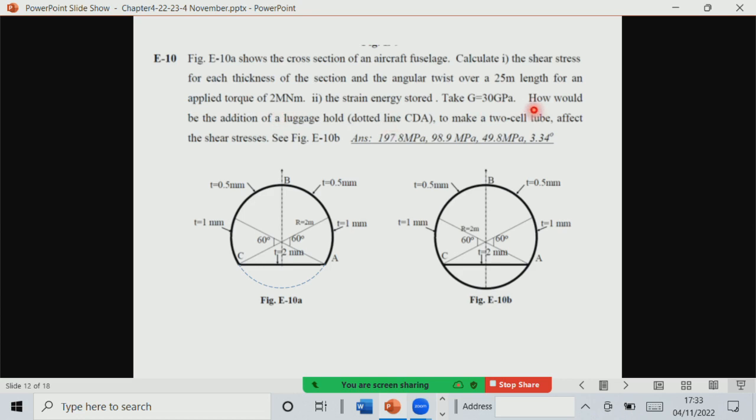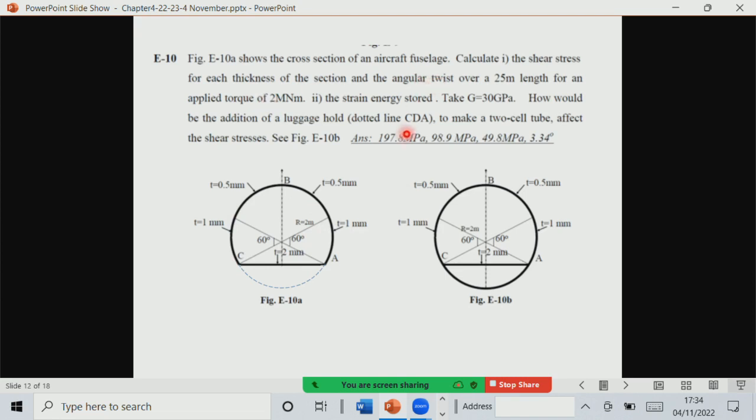It's divided into two parts, this question. In the first part, the problem is asking us to ignore the cargo hold and solve it as a single cell subject to torsion. As you can see, it has variable thicknesses, and the radius, we assume it's circular, so the radius is given as 2 meters. So in the first part, which is a single cell subject to a torque of 2 meganewton meters, find the shear stress in each thickness and also the angle of twist, or theta.